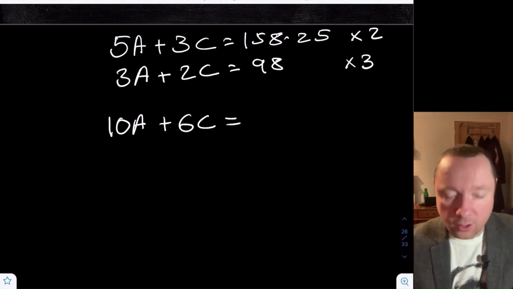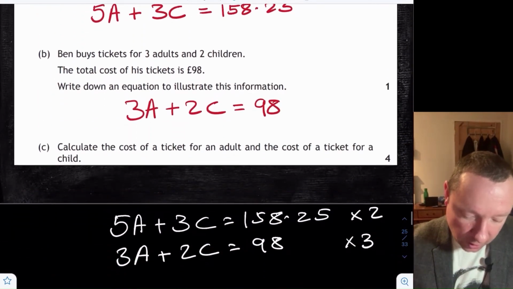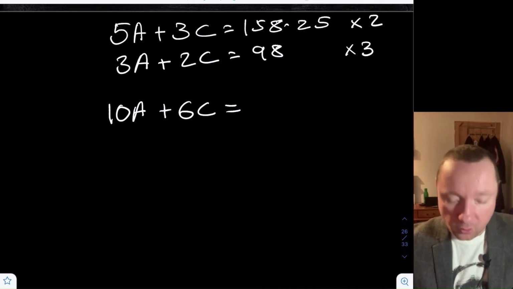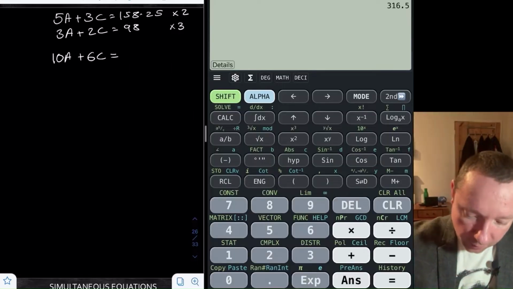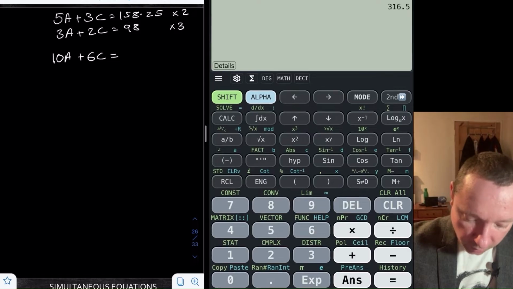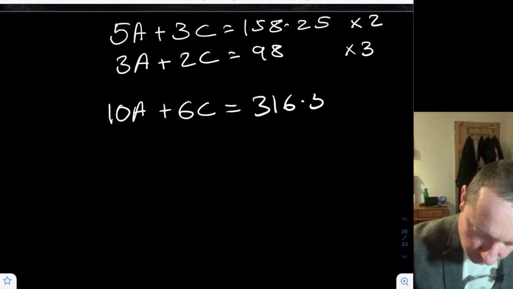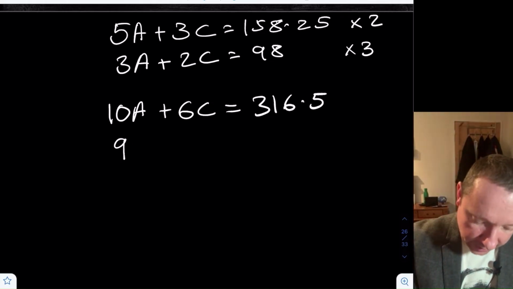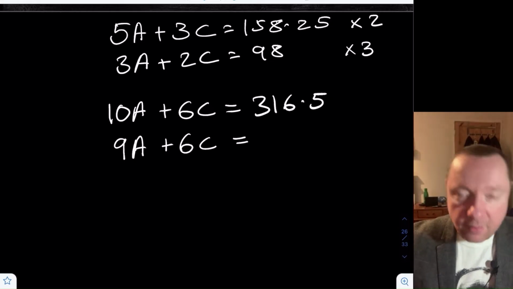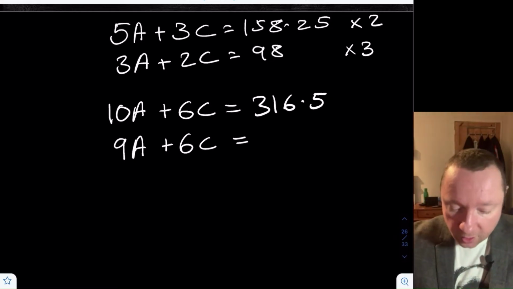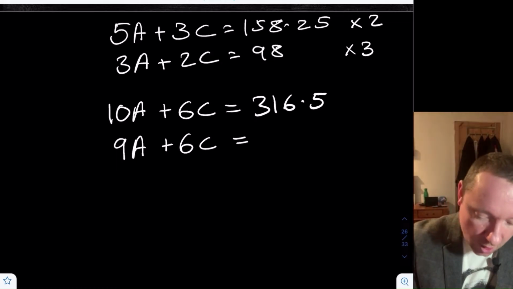And this is a calculator question, you can see. So use a calculator whenever you need to. 2 times £158.25 is 316.5. And then 3 times 3 is 9a, 3 times 2 is 6c, and then 3 times 98, again you can use a calculator, don't be scared to use your calculator, but that's 300 minus 6, which is 294.